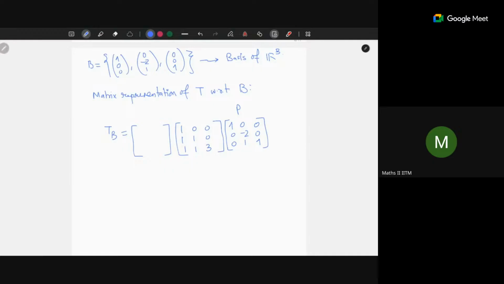On the left, I need to multiply the inverse of this, P inverse. So it is 1 0 0, 0 minus 2 0, 0 1 1, inverse of that. Okay, inverse of this. So this is P inverse. So now let's first multiply the matrix A with P. So what will you get? You will get 0 2 minus 1, right?